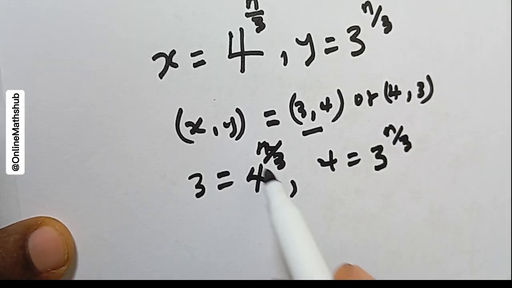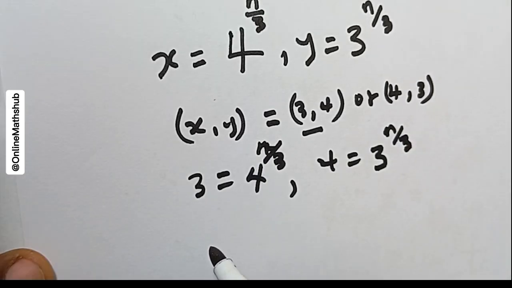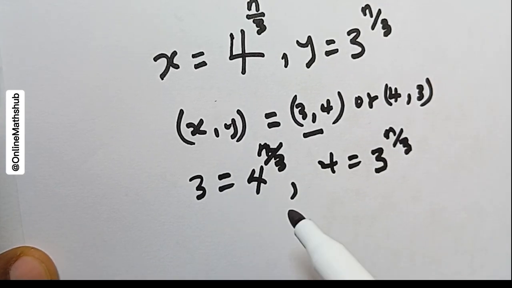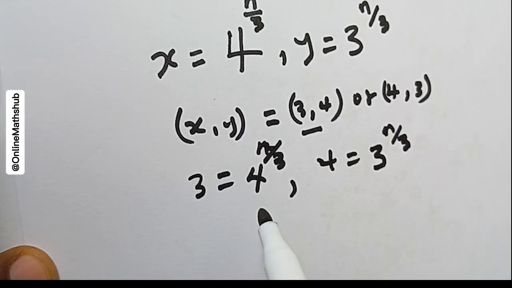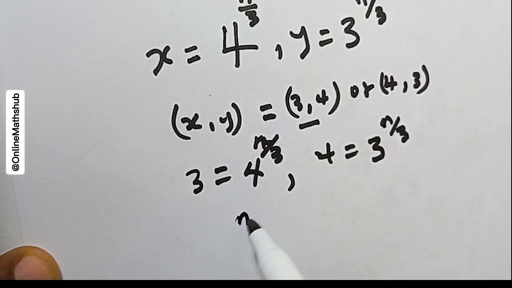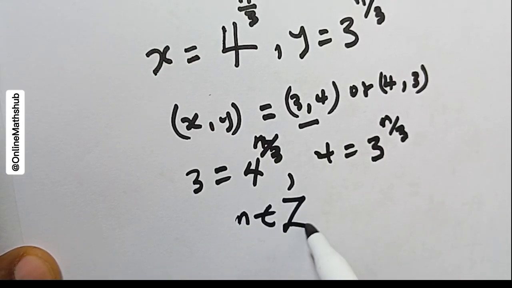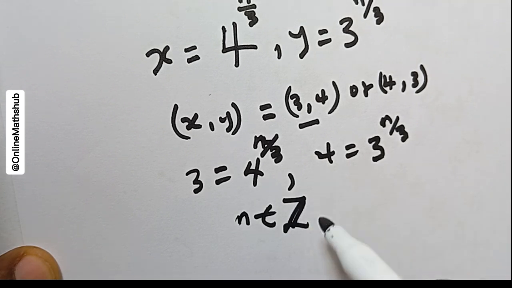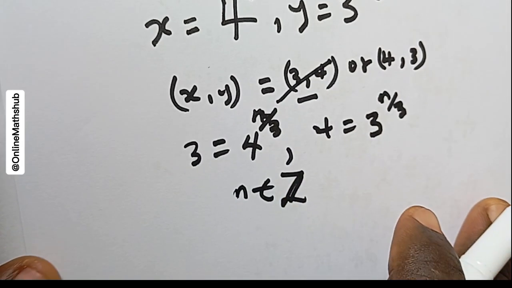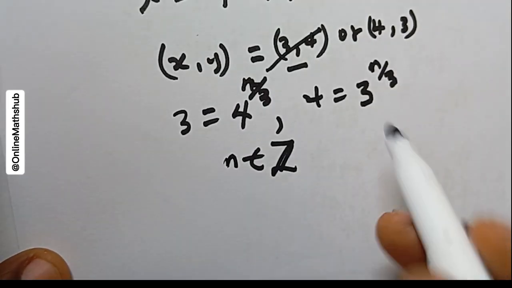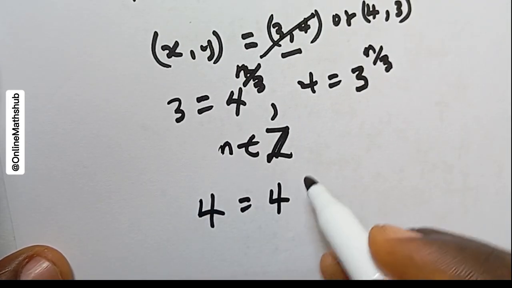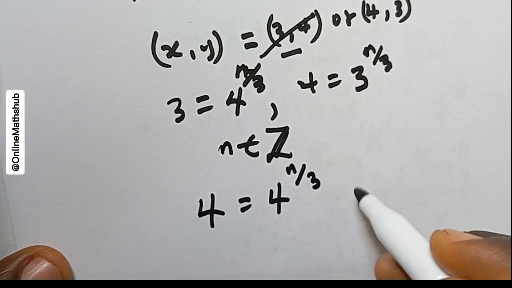Okay, so how do we now get the value of n over here? Of course, the natural thing to do will be to take the natural log, but at the end of the day, you're not going to have a positive integer for n, because of course our n is still a positive integer. So because of that, we're going to reject this value of x and y, and then we can check the other one. 4 is now equal to 4 power n over 3.